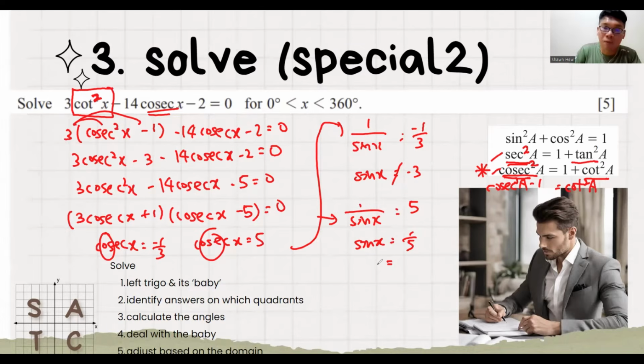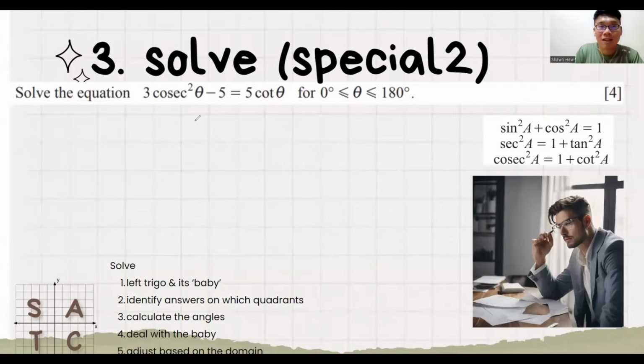This part we can solve, and this part, of course, we need to use the calculator. We cannot find this figure without a calculator. According to ASTC, sine is positive, so it's A and S. So you get 11.5 and 168.5. Done.